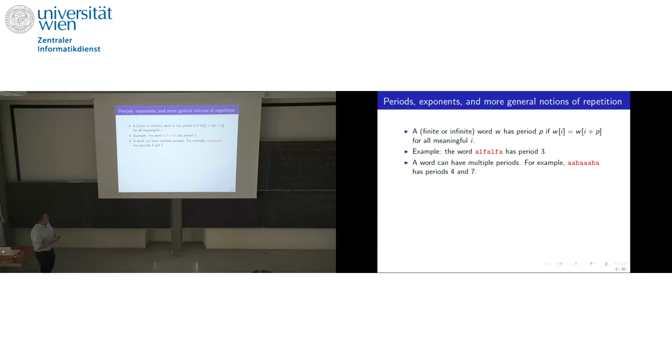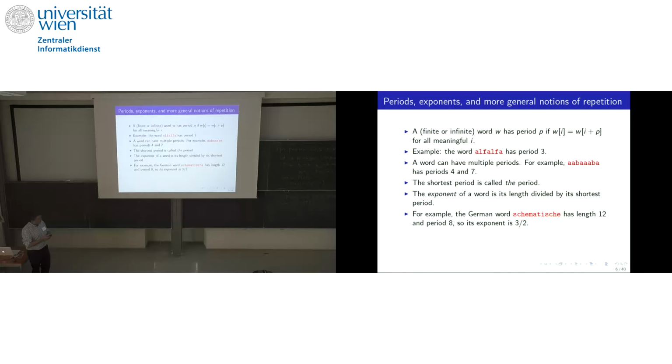For example, this word AABAABA, you can think of that as having period 4, or it also could be thought of as having period 7. So unfortunately, there's no really good terminology for this, but the shortest period is sometimes called the period. I wish we'd pick something else, but that seems to be what people say. And now the exponent of a word is its length divided by the shortest period. So in particular then, alfalfa has exponent 7/3, and this German word schematische has exponent 3/2, because it has length 12 and period 8. So 12 over 8 is 3/2.